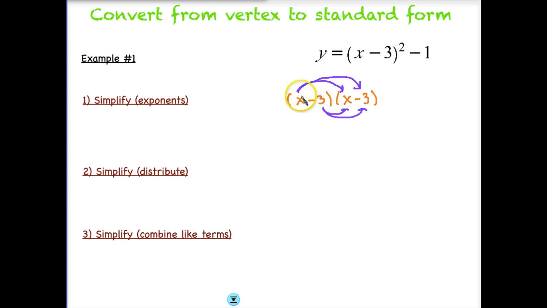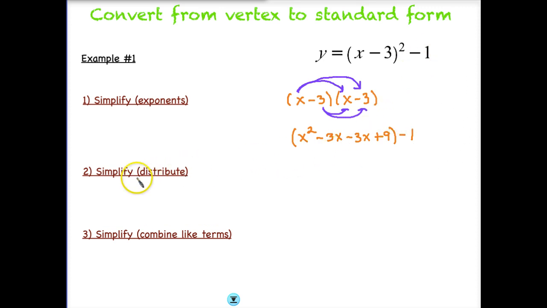So we'll start with our x. X times x is going to give us x squared. X times negative 3 is going to give us a negative 3x. Okay, now I'm going to move on to the negative 3. So I have negative 3 times x, which is another negative 3x. And then I have negative 3 times negative 3 here. So that gives me positive 9. Okay, now that's still in parentheses because I haven't gotten rid of my parentheses. And then I have a minus 1 on the outside. Don't forget about that. Okay?